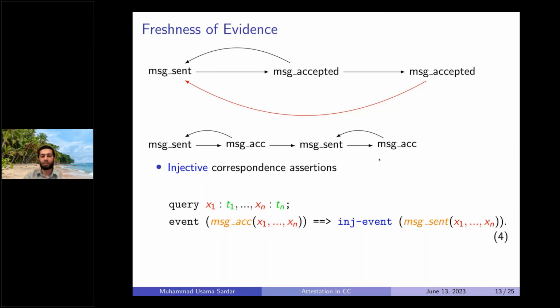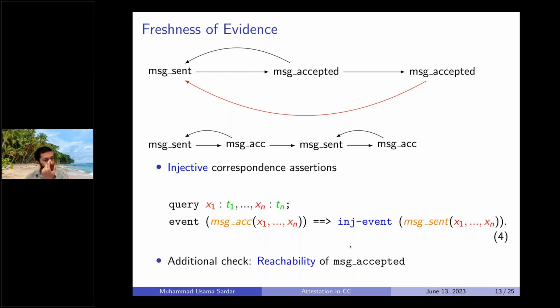With this intuition, in the query I can just change this event to an injective event, which will then take care of this correspondence and ensure that there is a one-to-one correspondence with the specific message sent for each message accepted.